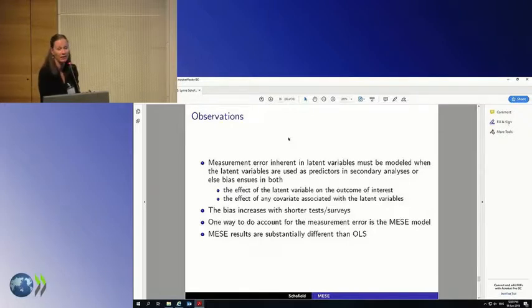That bias is going to increase for shorter tests and shorter surveys. So if you want less bias, what you have to do is not increase the number of individuals in your study, but you have to actually increase the number of items on the test.